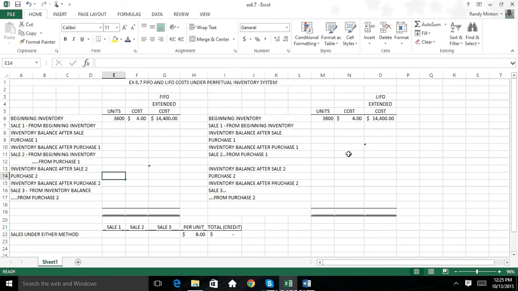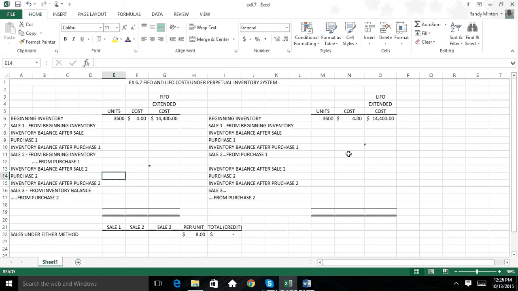So in this particular example, they have given us a number of different transactions, starting with the beginning inventory and then having the first sale, the first purchase, second sale, second purchase, and third sale. And they tell us then at the very end, the firm uses a perpetual inventory system, and there are 5,200 units of the item on hand at the end of the year. What is the total cost of the ending inventory according to FIFO and LIFO?